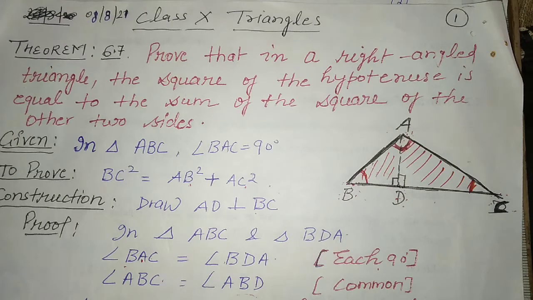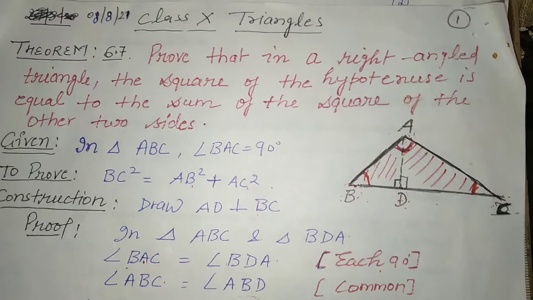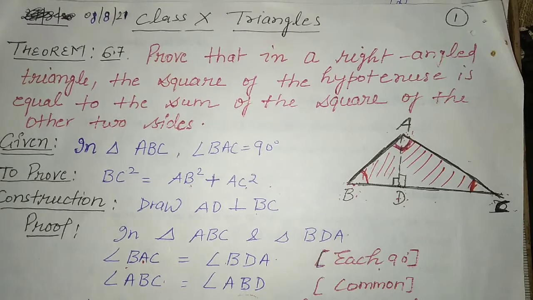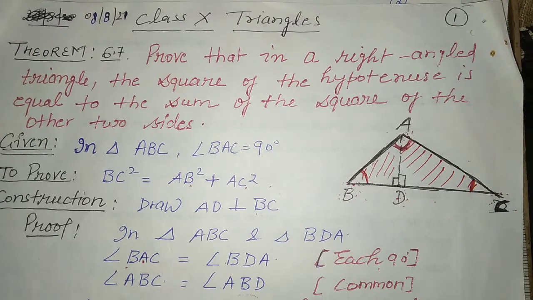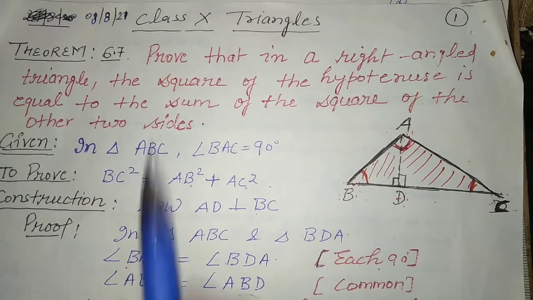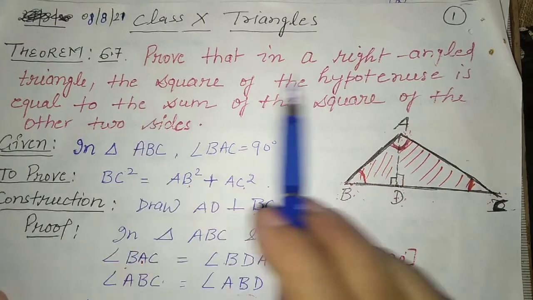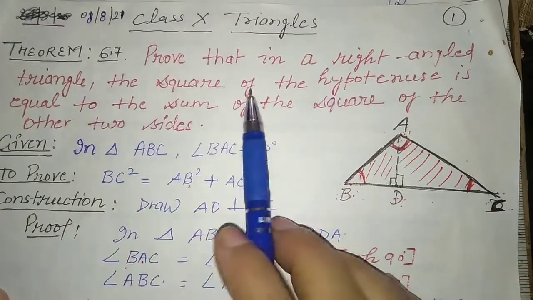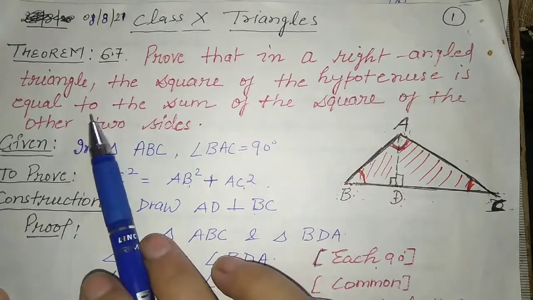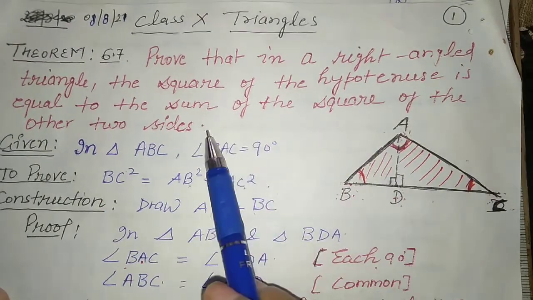So you all know the statement of the Pythagoras theorem: in a right angle triangle, the square of the hypotenuse is equal to the sum of the squares of the other two sides. This is our theorem, Theorem 6.7 in the NCERT. Prove that in a right angle triangle, the square of the hypotenuse is equal to the sum of the squares of the other two sides.